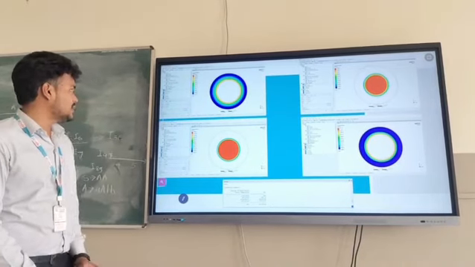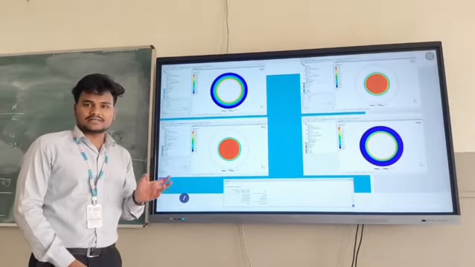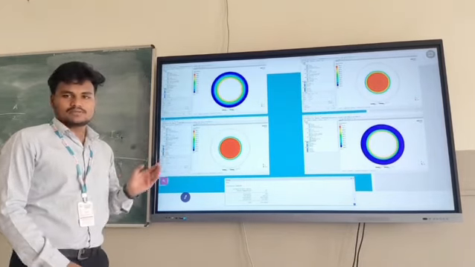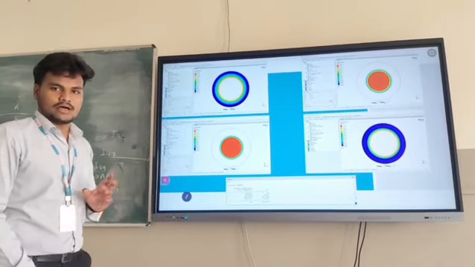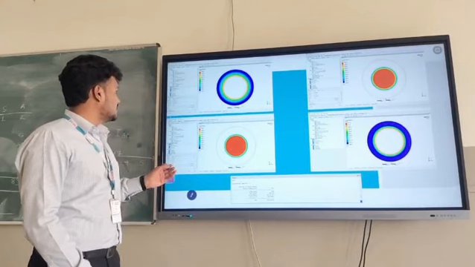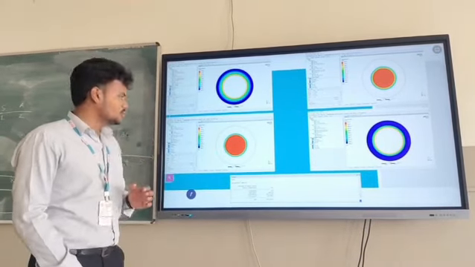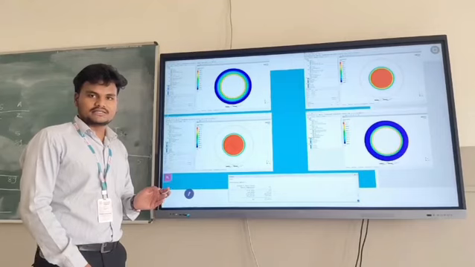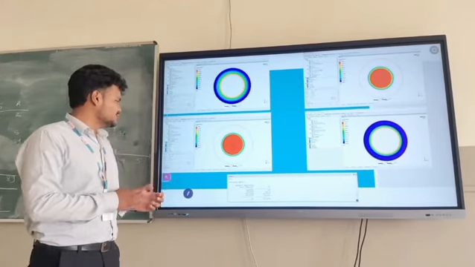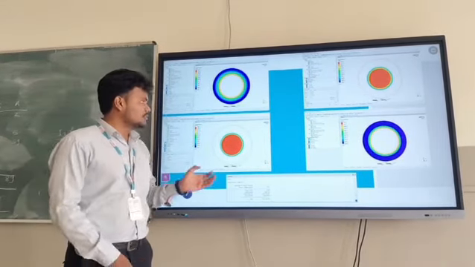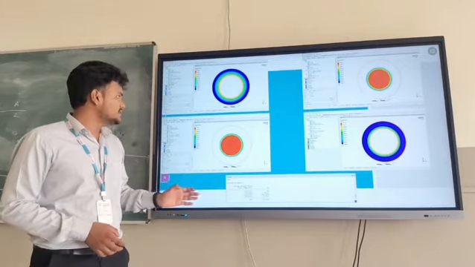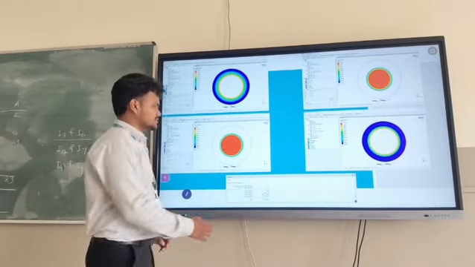Next, I have simulated our problem statement using ANSYS software. The temperatures also come around whatever we have calculated using the formula. So by using ANSYS I have validated this heat exchanger system.